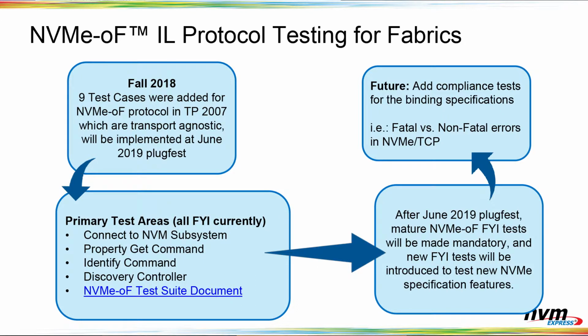So a little bit about our process. This past fall, we added 9 test cases that were specific to the NVMeoF protocol. Those are transport agnostic. So it doesn't matter what fabric transport you're using, whether it's RoCE, Fibre Channel, or TCP, those tests apply because they're drawn from the NVMeoF specification. Some of the things that those tests look at, you see there in the second box: connecting to an NVM subsystem when it's remote, using the property get command, checking the identify command, testing the functionality of the discovery controller. So those are all things that we added. You can go see the test document there in that hyperlink.